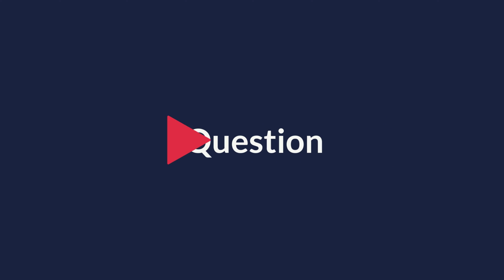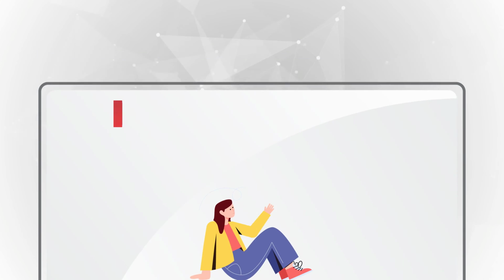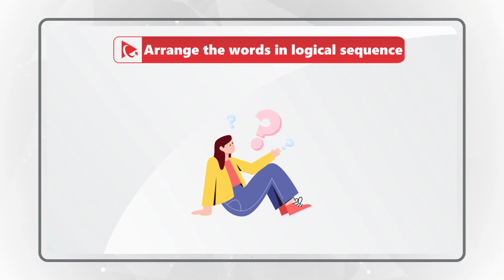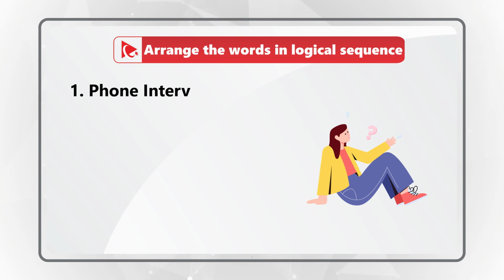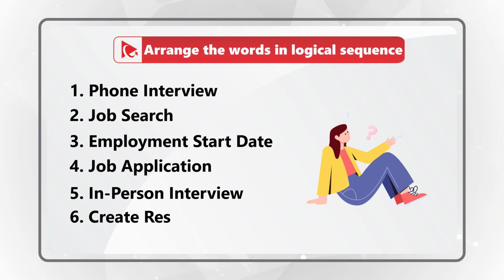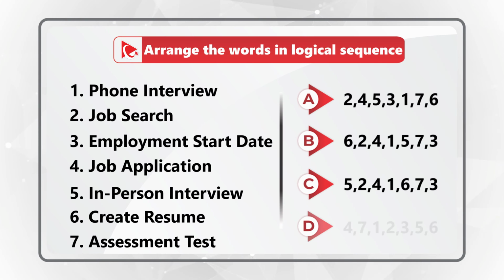Here's an amazing question which tests your analytical skills, logical reasoning skills, as well as your knowledge of the employment process. You need to arrange the words into a logical sequence. And the words are phone interview, job search, employment start date, job application, in-person interview, create resume, and last but not least, an assessment test. You have 4 different choices, choices A, B, C, and D.